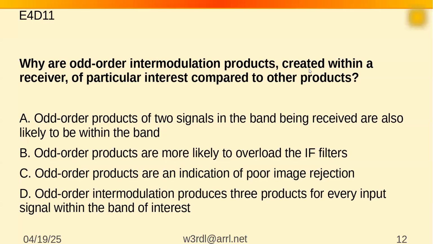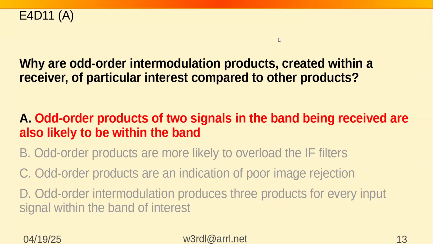So why are odd order intermodulation products created within a receiver of particular interest compared to other products? I'd say alpha looks good.